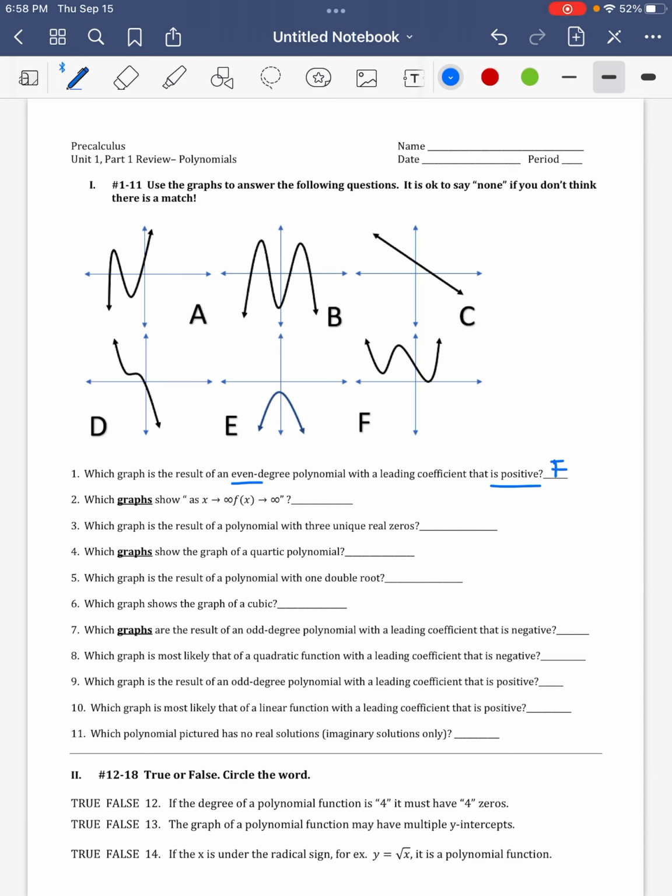Which graph shows as x goes to infinity, y goes to infinity? So that means the right side goes up. So I see that happening right here with letter F.